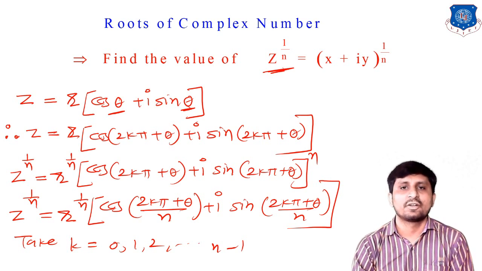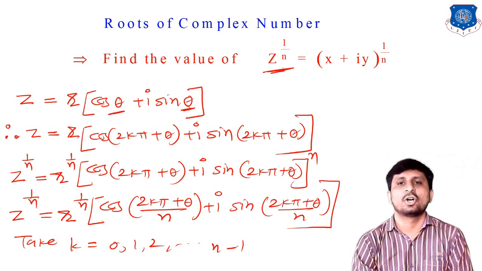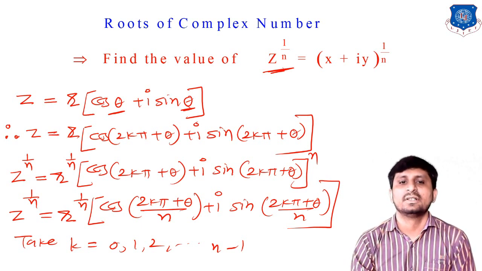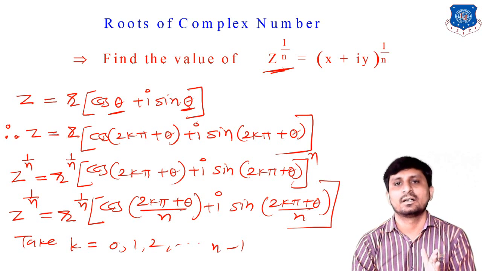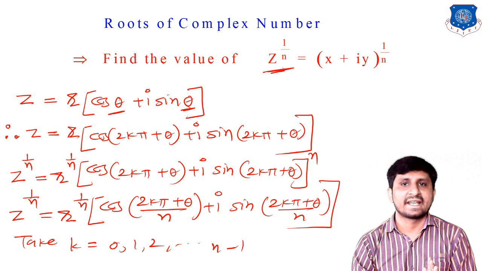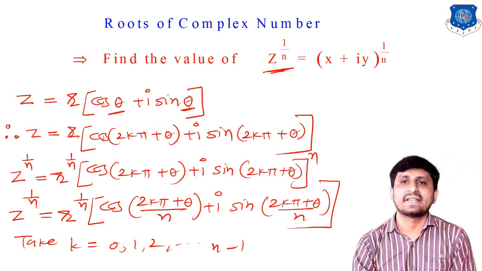Okay, so now you can easily understand. Let's see how we can solve this type of example. Follow this method. First of all we write the complex number into polar form. After that add 2k pi, that is our next step. After that take the nth root on both sides, so z raised to 1 upon n is equal to r raised to 1 upon n, and then apply de Moivre's theorem. And then take k equal to 0, 1, 2 up to n minus 1.